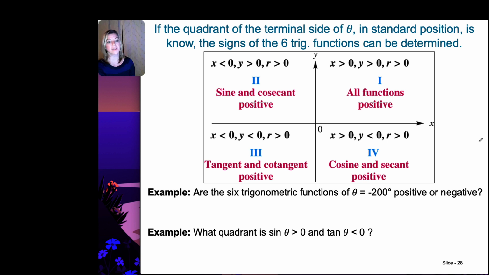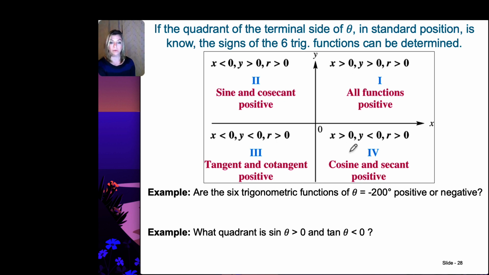If the quadrant of the terminal side of theta in standard position is known, then the signs of the 6 trig functions can be determined by using what I'm going to show you right here. Okay, quadrant 1, all functions are positive. In quadrant 2, only sine and cosecant are positive, the other 4 are negative. In quadrant 3, tangent and cotangent are positive, the other 4 are negative. And in quadrant 4, cosine and secant are positive, the other 4 are negative.